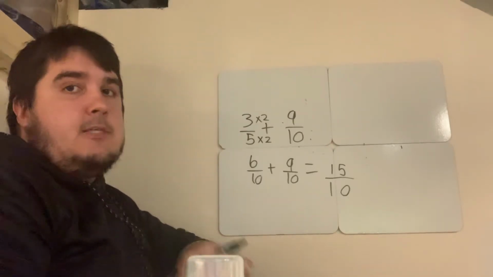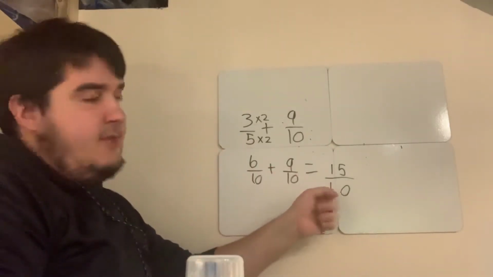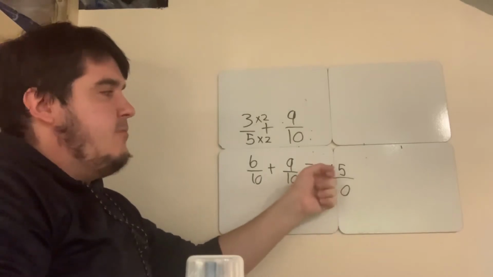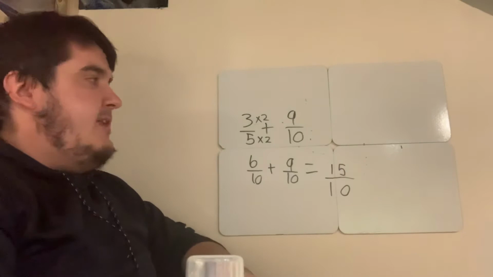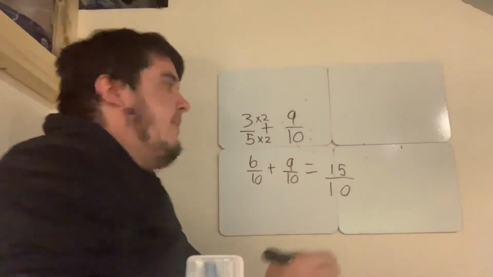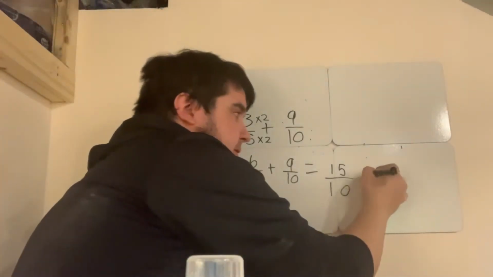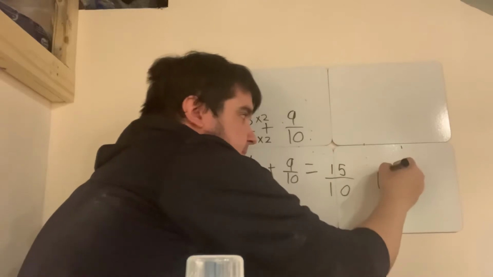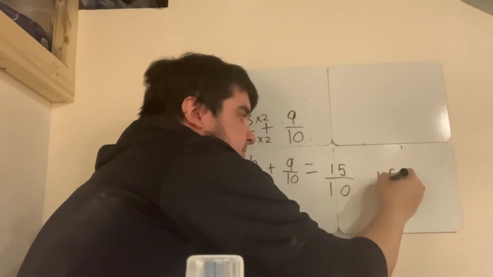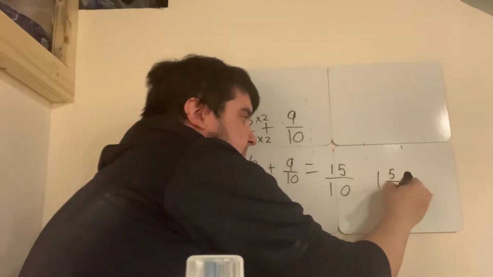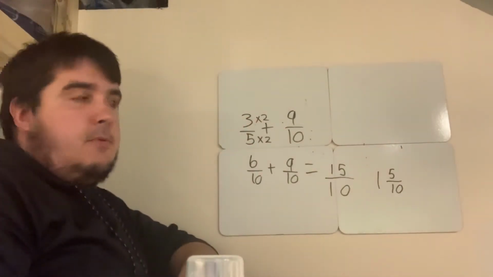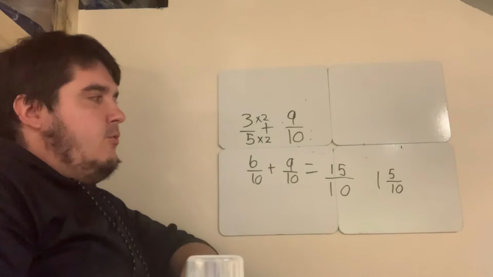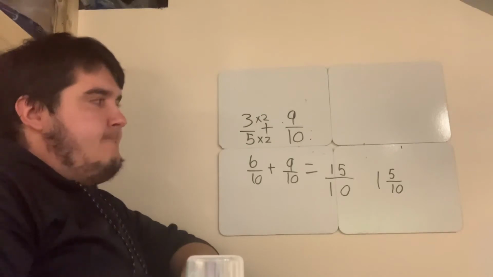How we do that is we look and see how many times the denominator can go into the numerator, right? So we know that 10 can go into 15 one time, right? So we're left with 1 whole and 5/10, right? Now that's okay, we could leave it like that, but we could also reduce that even lower, right?